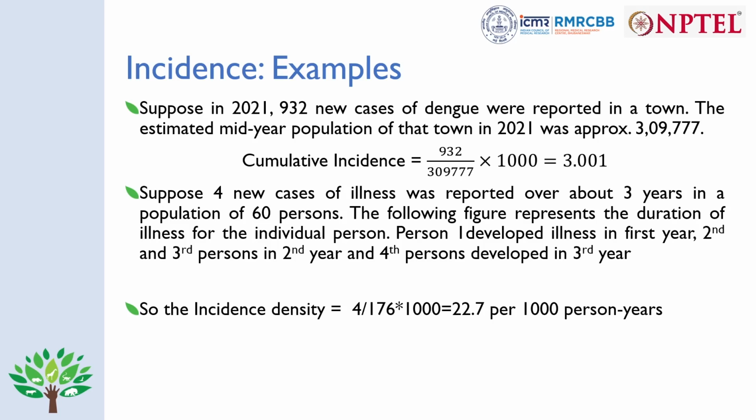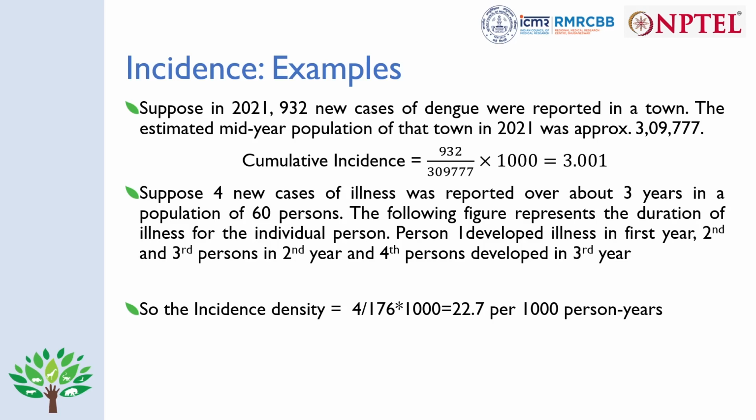At the same time, suppose in another scenario, 4 new cases of illness were reported over about 3 years in a population of 60 persons. That means we are following 60 persons and these 60 persons are at risk. The following figure represents the duration of the illness of an individual. Suppose person 1 developed illness in the first year, the second and third persons developed it in the second year, and the fourth person developed it in the third year. So we are following up these 60 people for up to 3 years.